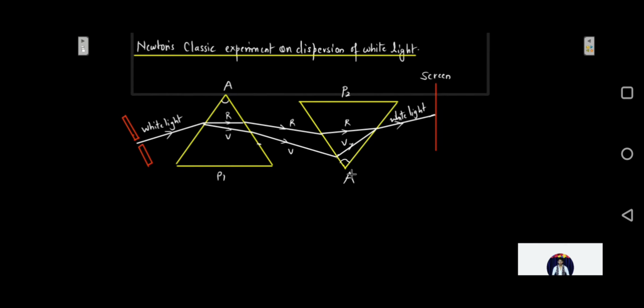We can see in the figure, we have taken 2 prisms P1 and P2 of the same glass material and of the same refracting angle. The angle of the prism should be the same, and the material of the prism should be the same. The first prism is placed straight, and the second prism is kept upside down with respect to the first prism P1.